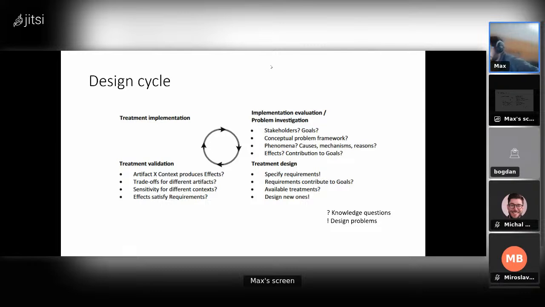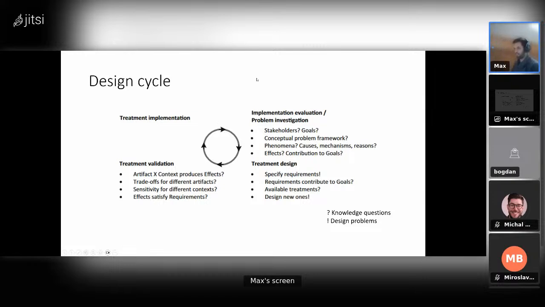The second part is the treatment design. So that's really where you specify the requirements. Obviously it's a very important part, and how the requirements are contributing to the goals that were specified just before. Of course, one of the questions that you could ask yourself is, are there already other products or designs, anything that already exists to solve this goal? And if yes, how can you improve it? And if not, then you will have to design new ones.